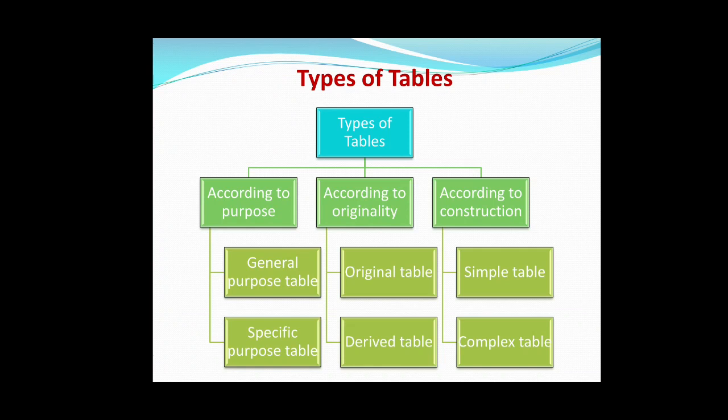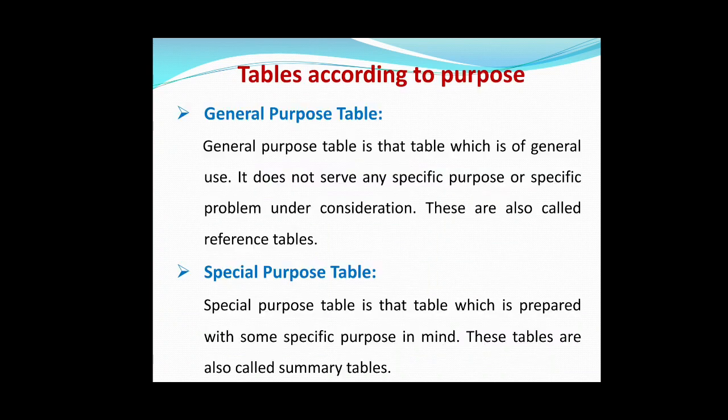According to purpose, there are further two subtypes of a table. First, general purpose table, and second, specific purpose or special purpose table. According to originality, there are also two subtypes of table. First, original table, and second, derived table. And the two important types of tables according to construction are first, simple table, and second, complex table. Now we will discuss them one by one in detail in coming slides.